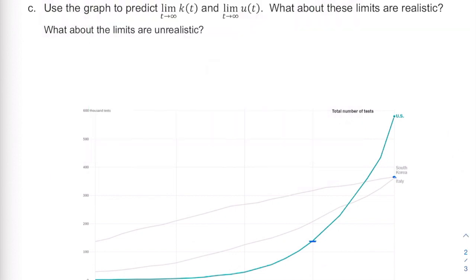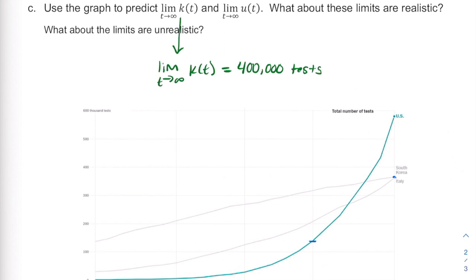And obviously this is old data. We're well into April, so it'd be interesting to look at and see this from here. But currently, based off of this, if I was just predicting, I would predict that this limit is going to level off. I would predict that the limit as time passes for South Korea's graph, K of t, would equal approximately 400,000 tests.